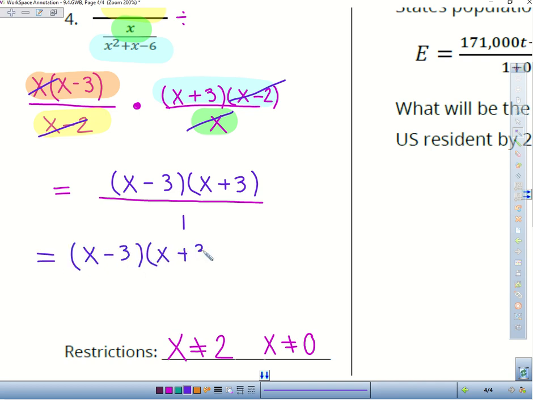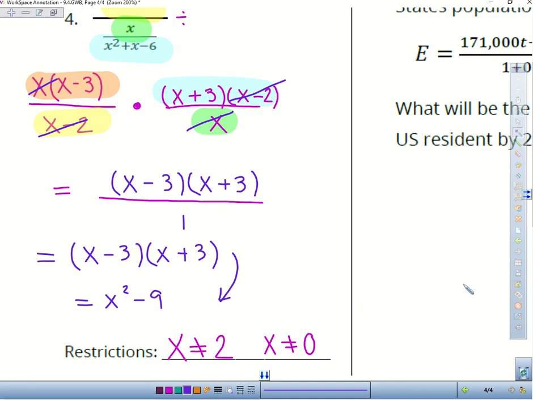But wouldn't this also be the correct answer? Yep. How did I get from here to here? You multiply that. Yeah, I distributed out, FOIL, distributive property, whatever you want to call it. So do you have any questions for me about that? Okay. All right, are we ready to move on to the word problem?